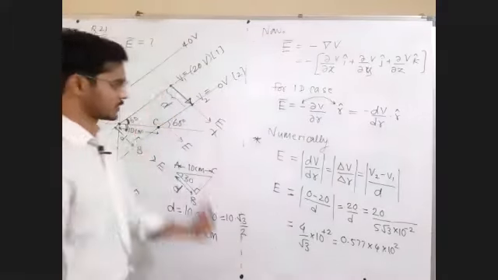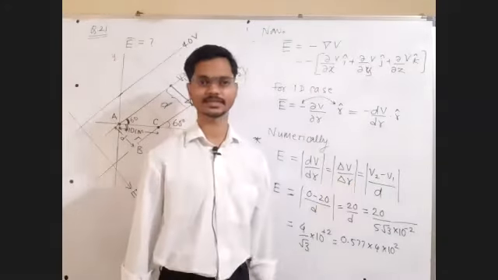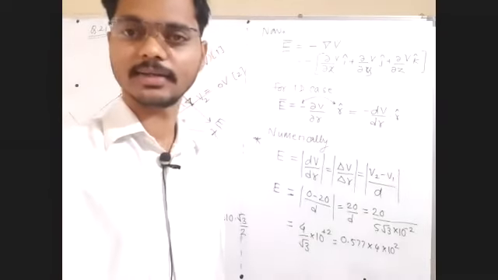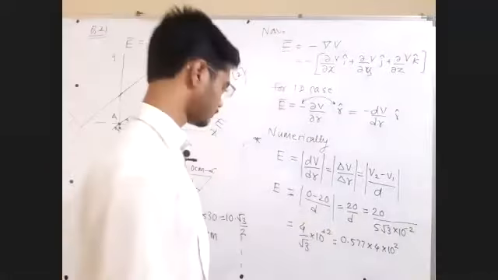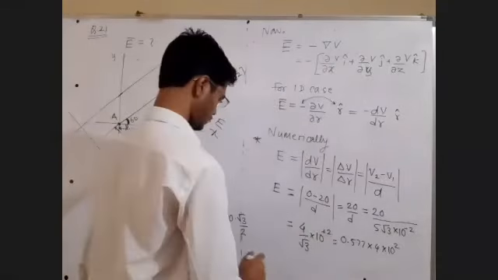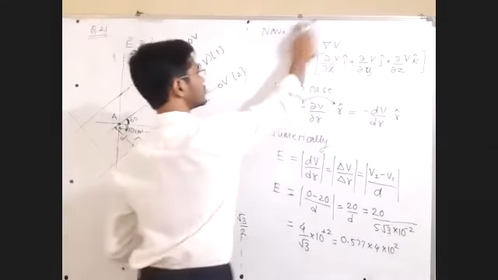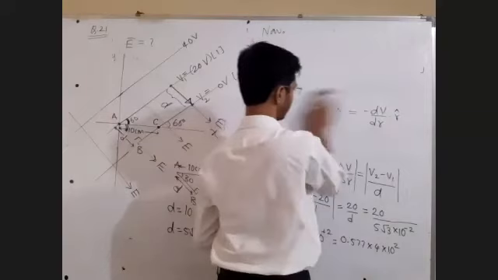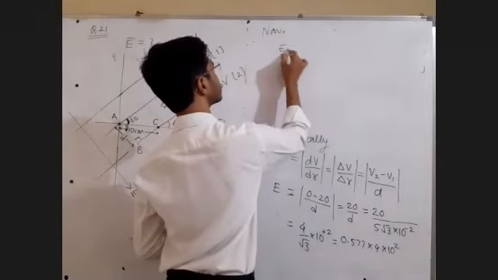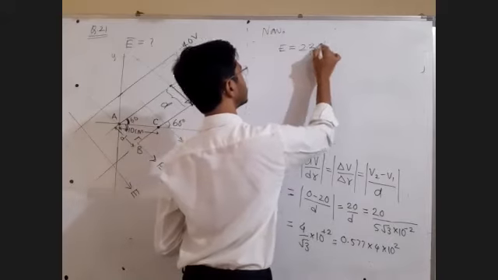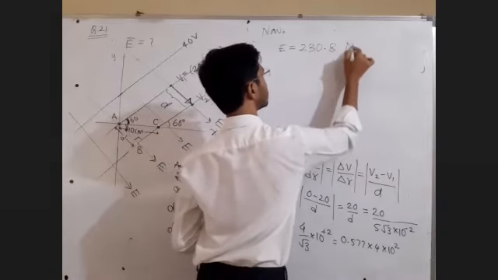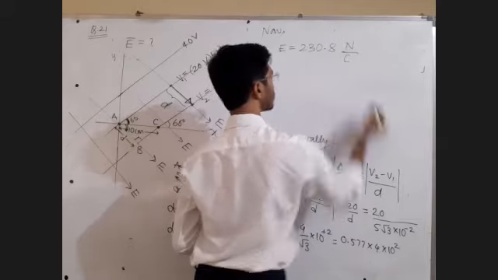Potential difference upon perpendicular distance. 230.8. Answer is, sir, we got the magnitude of electric field as 230.8. Of course, electric field, force per unit charge, Newton per Coulomb.